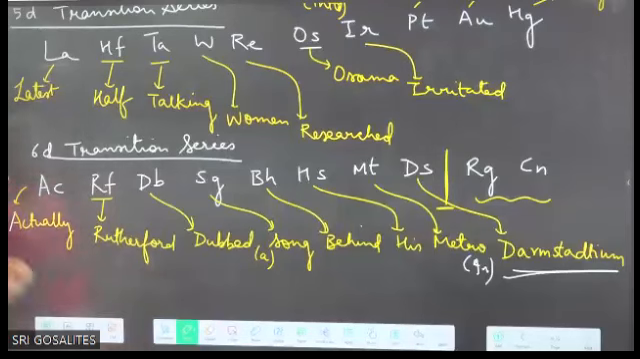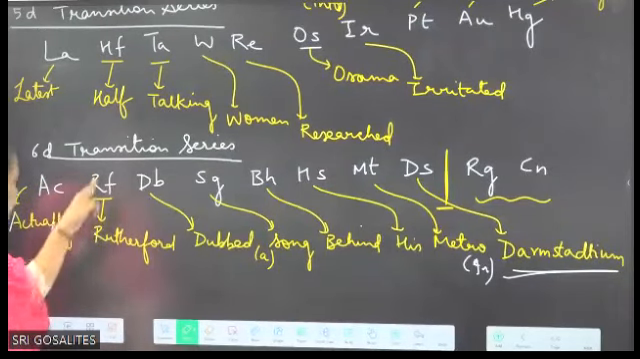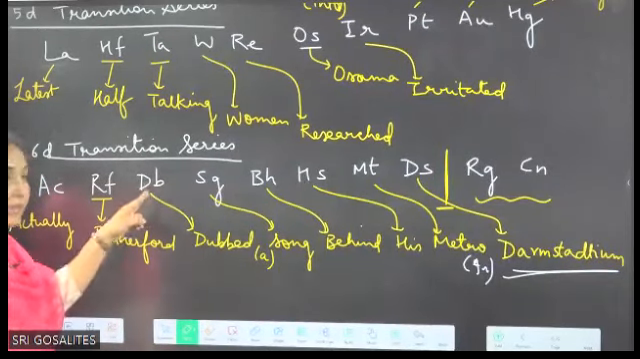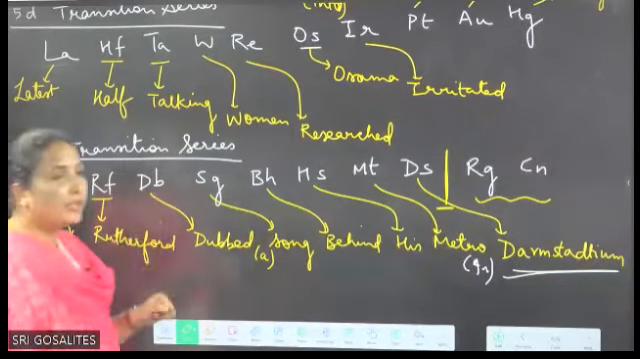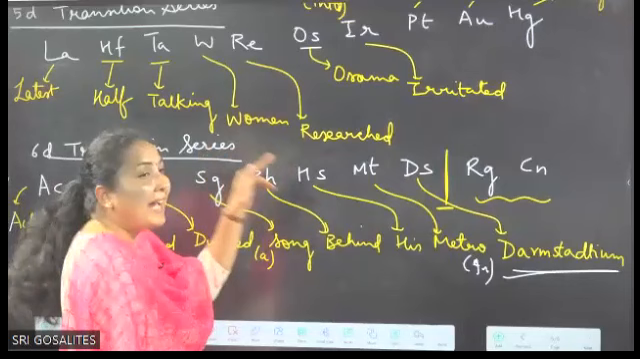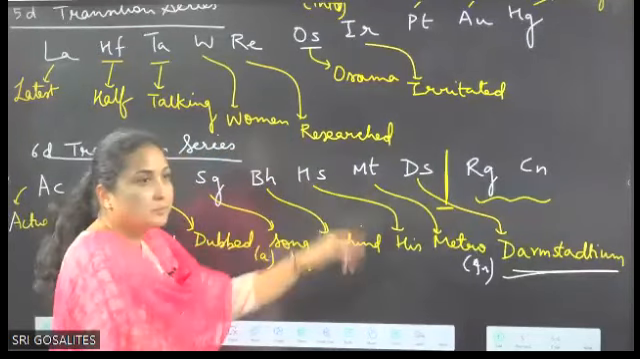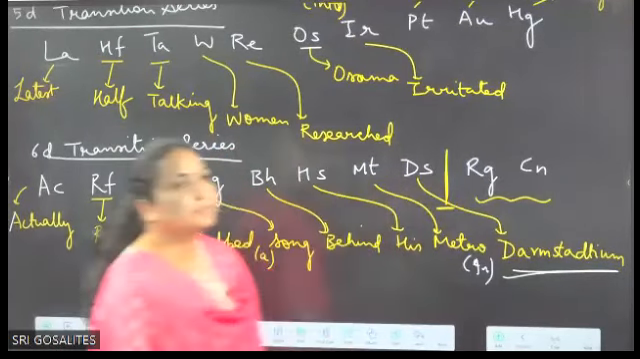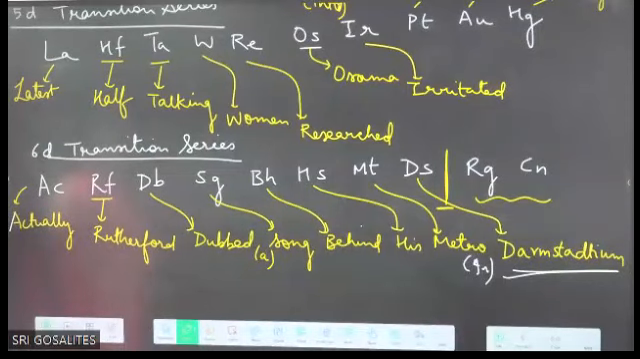Now, you listen to the names of the elements. This is actinium. This is Rutherfordium itself. Dubnium, that's why dubbed. Seaborgium, again the name of the scientist. Bohrium, right? Then you are having hassium, meitnerium, Darmstadium, right? Getting it? Not now, later on. 3D and 4D we have already seen.